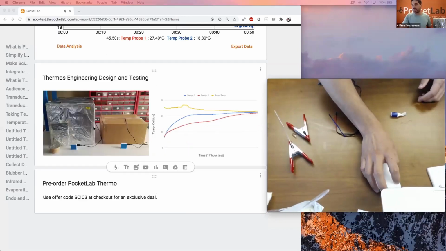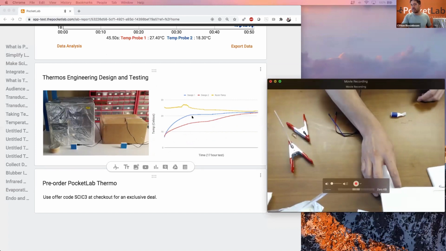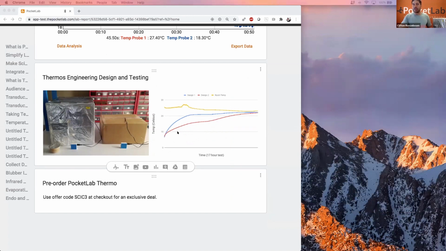And you can see on the screen, there was another design, so design A and design B. And it's a little bit small, but here was the time graph of the temperature readings. Blue was one design, red was the other. The red performed better in terms of refrigerating the vaccine. And then this yellow kind of squiggly line was the room temperature.